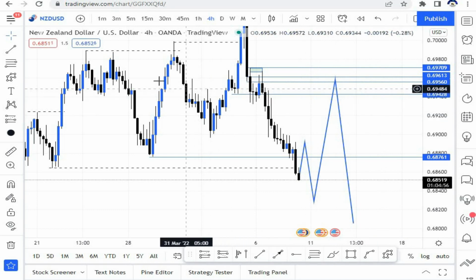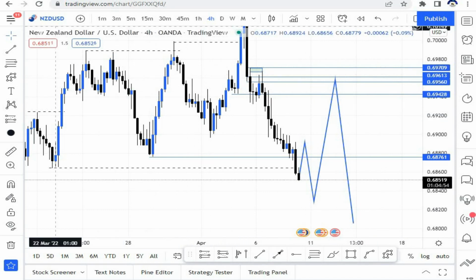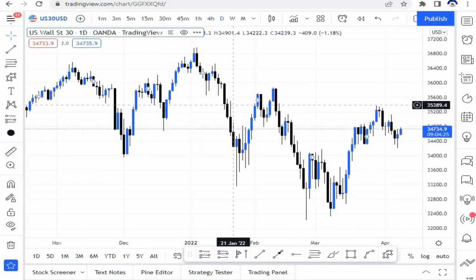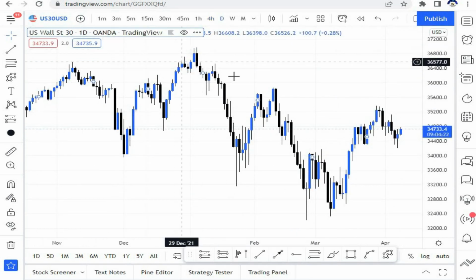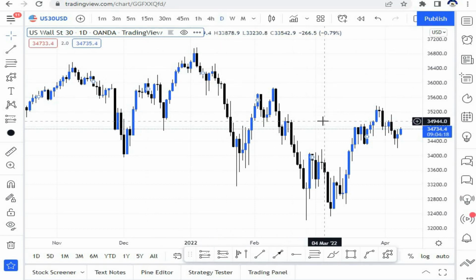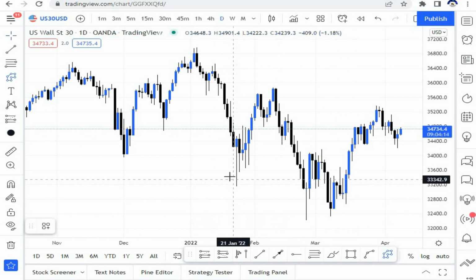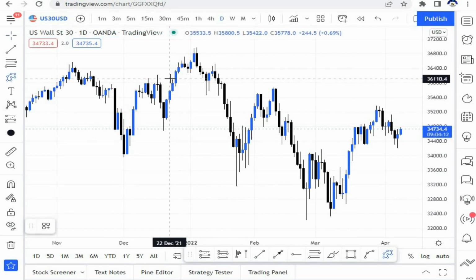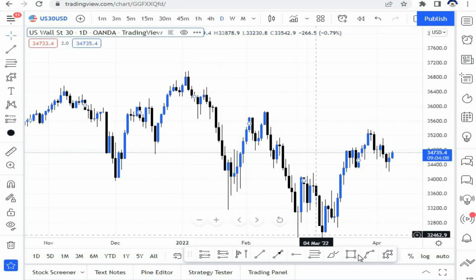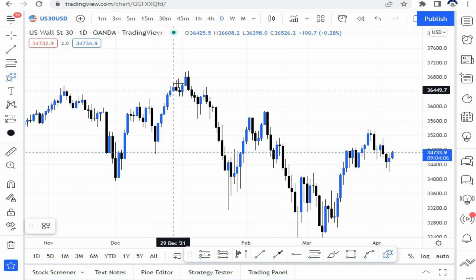So let me also show you the other example. Here we are on US 30, and guys, you can see this is a daily time frame. On US 30 they normally give us those moves, meaning it's easy to trade this US 30 index. As you can see here, at the top we had a rally, base, rally.